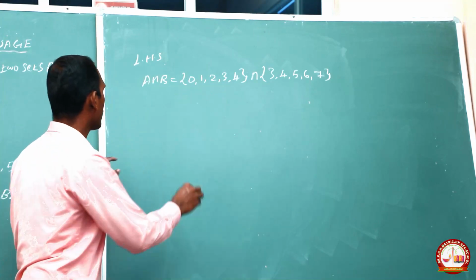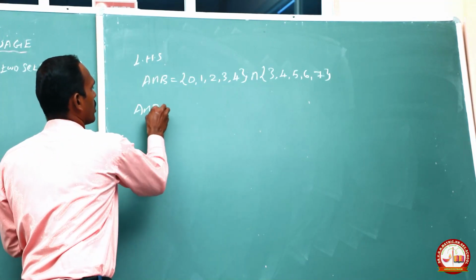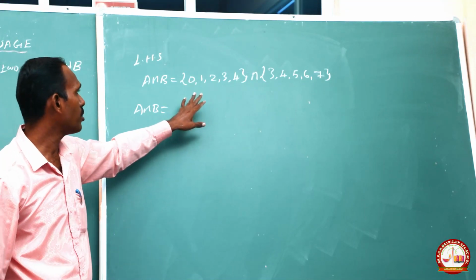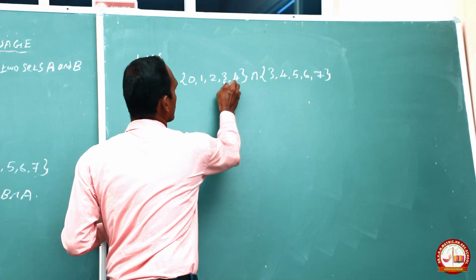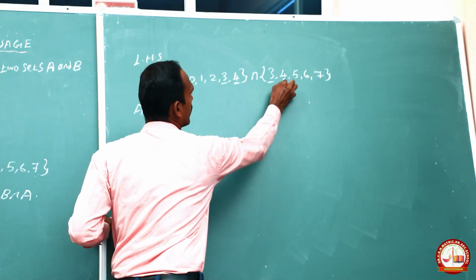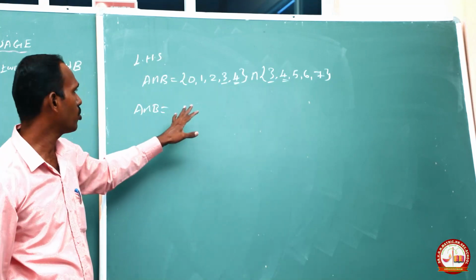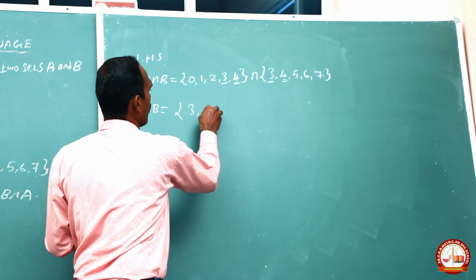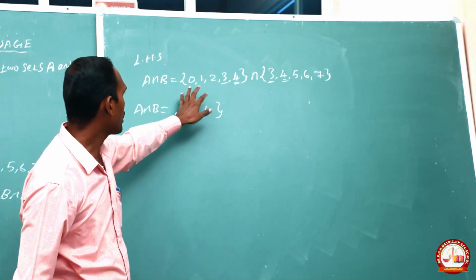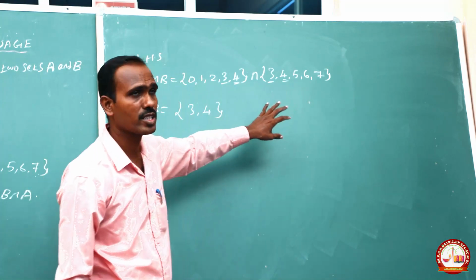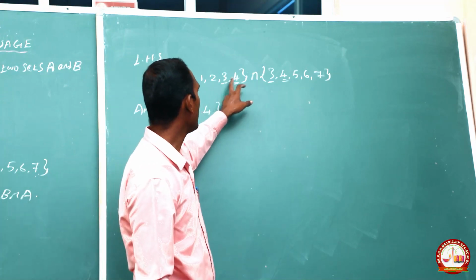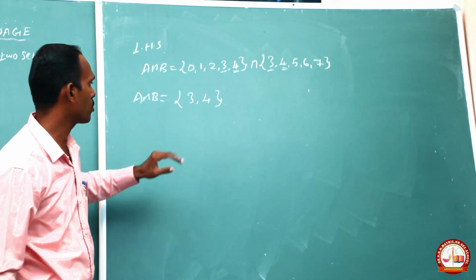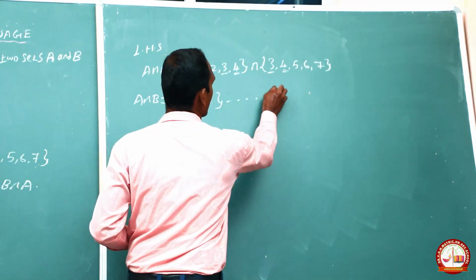Okay. So I already told what intersection is. Intersection means common elements. Okay. So what is the common element here? You have 3 and 4. 3 and 4 are the common elements in both sets. So A intersection B equals 3, 4. The remaining elements are not common elements here. The only common elements are 3 and 4. So this we take as the first equation.